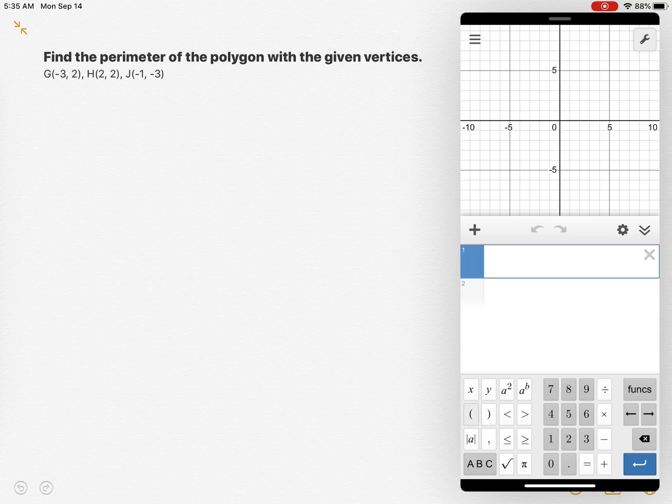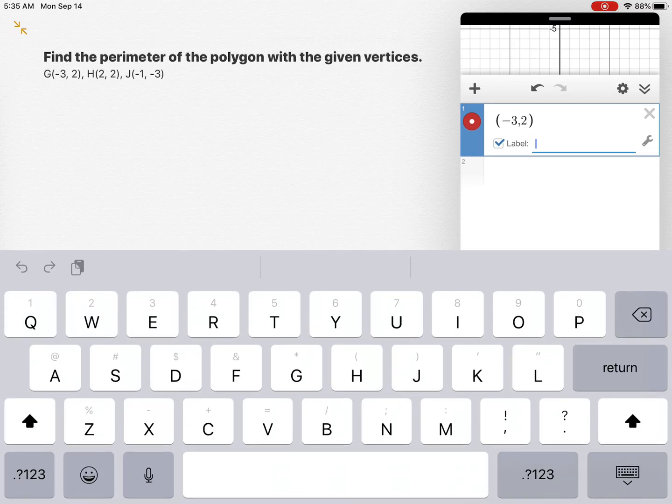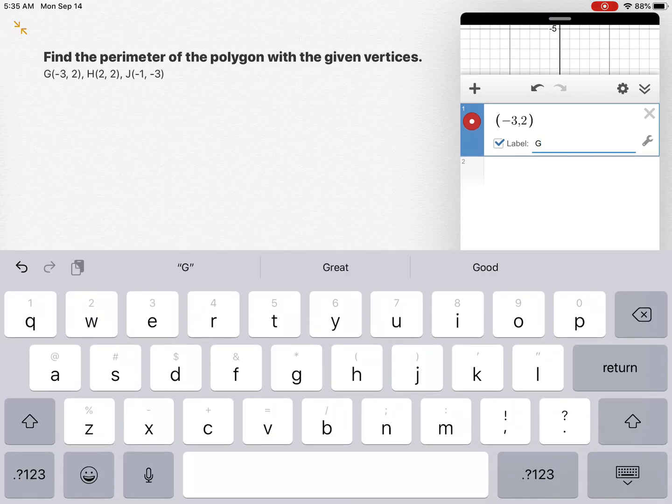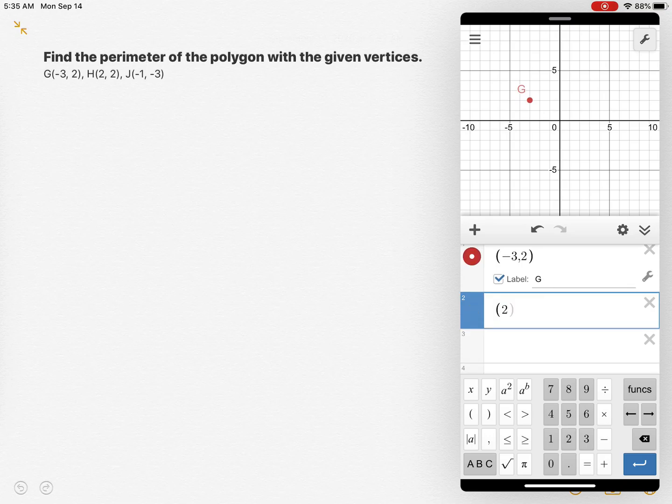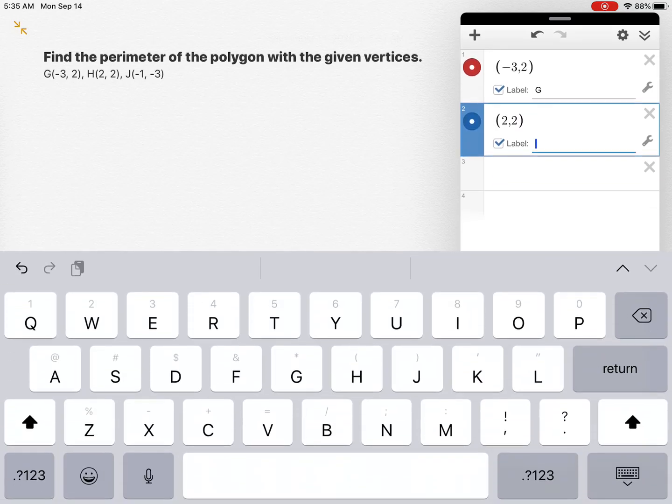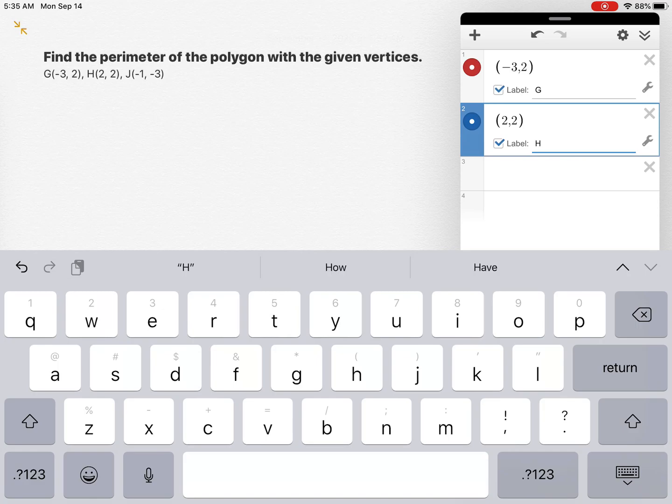in Desmos. You could graph it by hand, but Desmos is just a whole lot easier, and you don't have to have graph paper. So that's G. If you want to label it G like I've showed you before, you can do that. And then let's get our other 2 points in there. Type in the coordinates exactly the way you see them. Don't forget to get the comma in between. That one is H, if you want to label that.